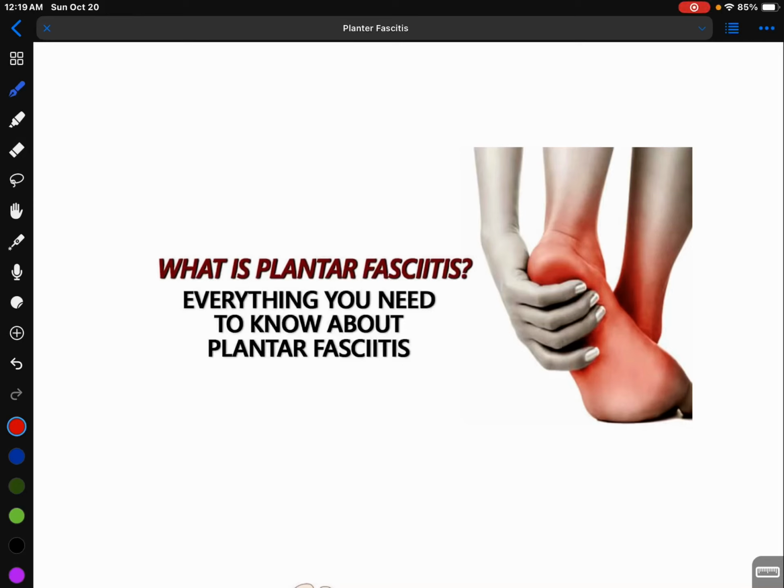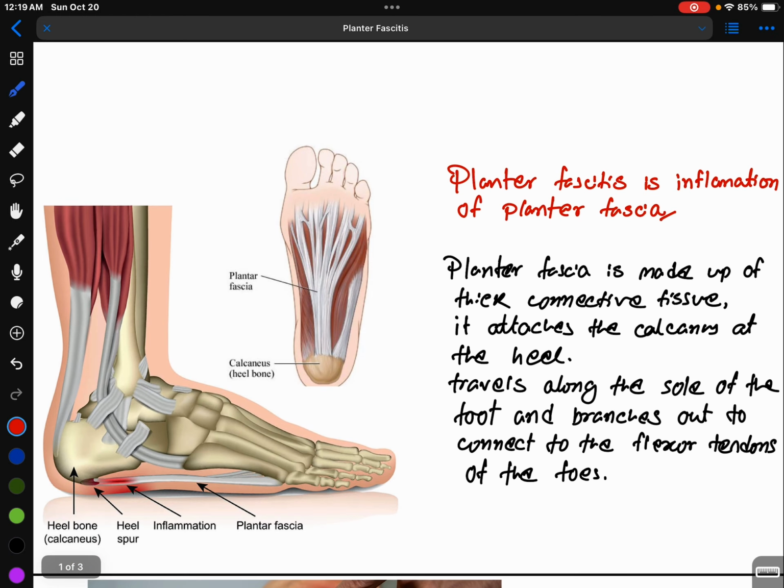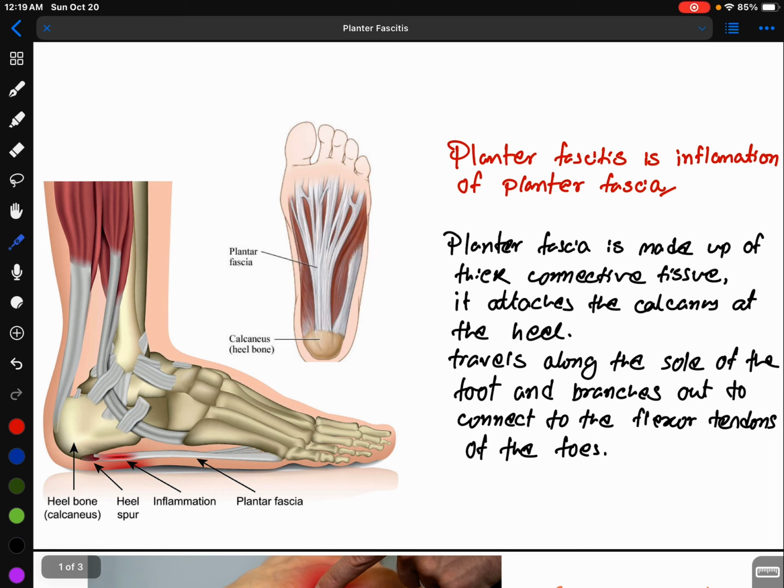So today we are going to talk about plantar fasciitis, everything you need to know about plantar fasciitis. So what is plantar fasciitis? Plantar fasciitis is inflammation of the plantar fascia. Then what is plantar fascia? Plantar fascia is a thick connective tissue.